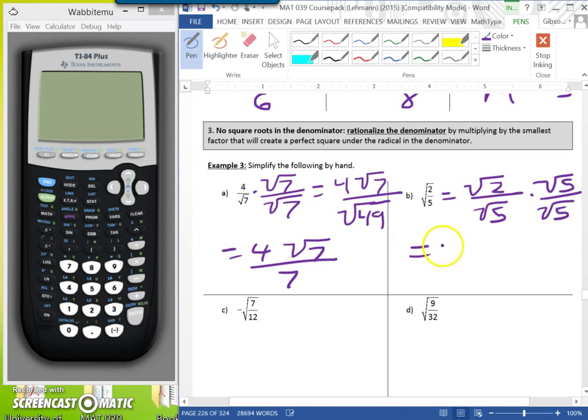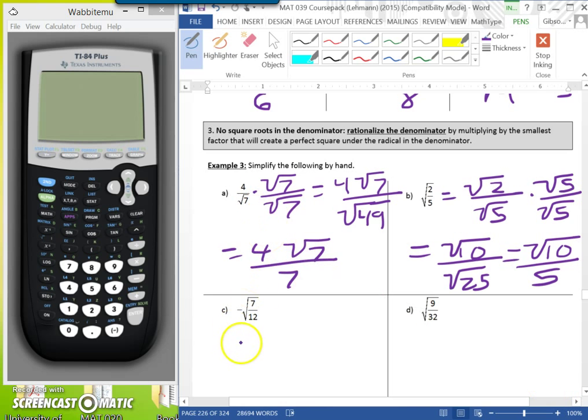Square root of 2 times square root of 5 is the square root of 10. Square root of 5 times the square root of 5 is the square root of 25. So this would give us the square root of 10 all over 5. Are there any questions?